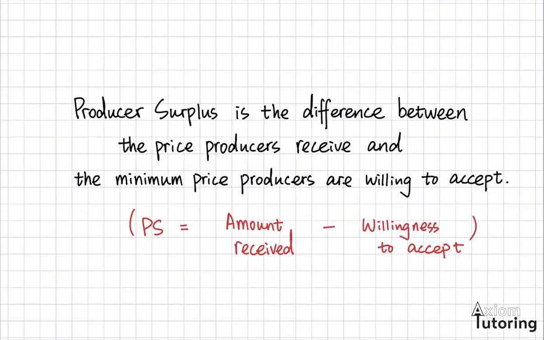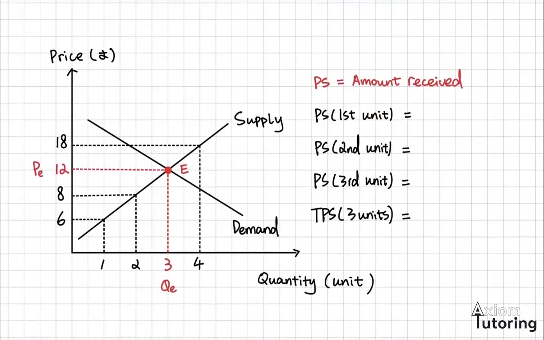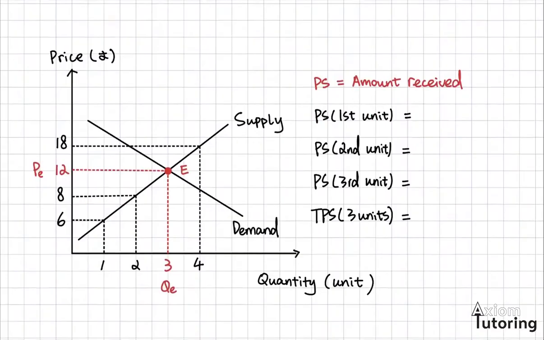I will now draw a demand curve on the same diagram so that we have a market equilibrium where demand intersects supply at point E. The market equilibrium price is £12 each, while the market equilibrium transaction quantity is 3 units. At the price of £12, producers will supply the first 3 units. The fourth unit will not enter the transaction because producers would require at least £18 to sell, which is higher than the market price. Let us now calculate the producer surplus for each unit.